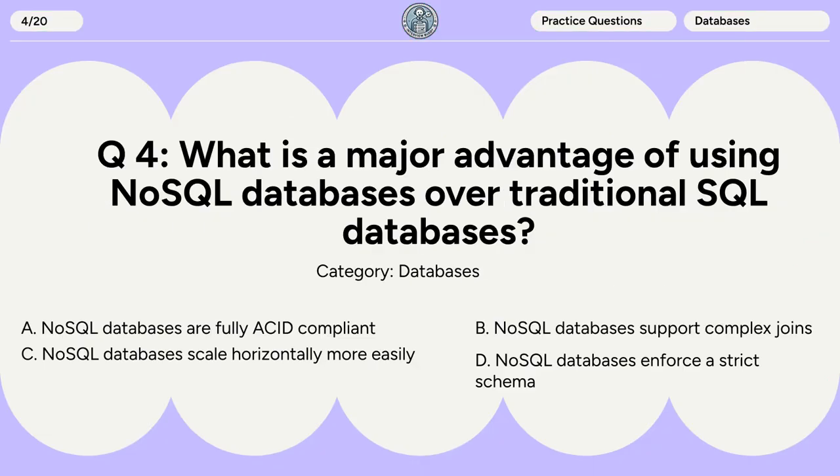Question 4. What is a major advantage of using NoSQL databases over traditional SQL databases? A. NoSQL databases are fully ACID compliant. B. NoSQL databases support complex joins. C. NoSQL databases scale horizontally more easily. D. NoSQL databases enforce a strict schema.